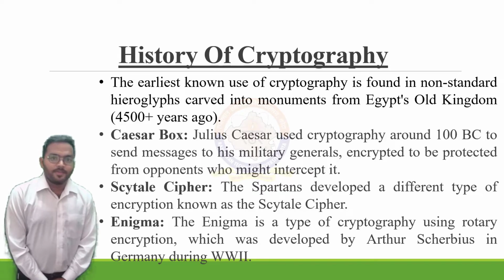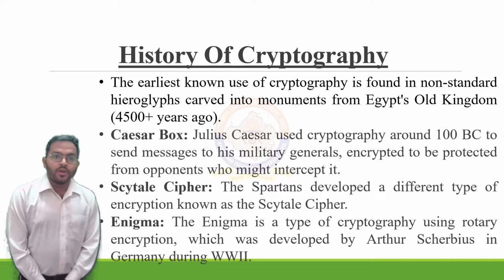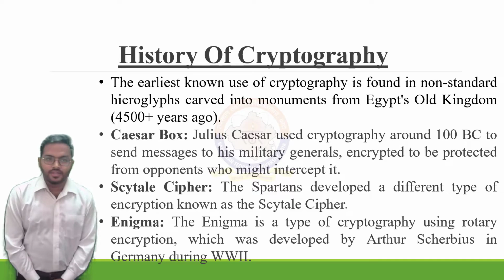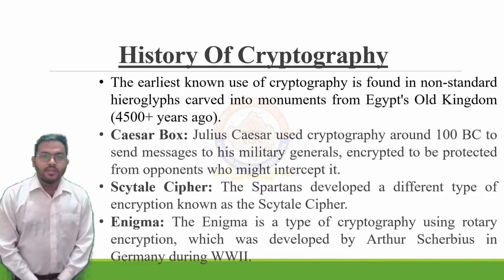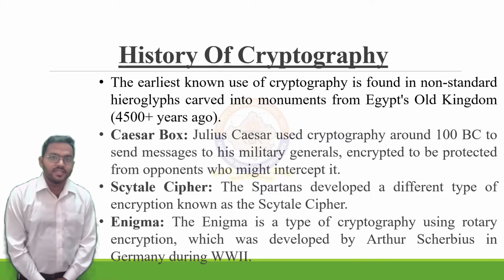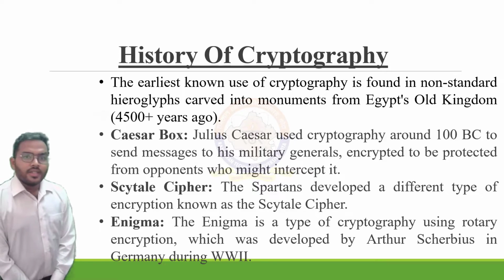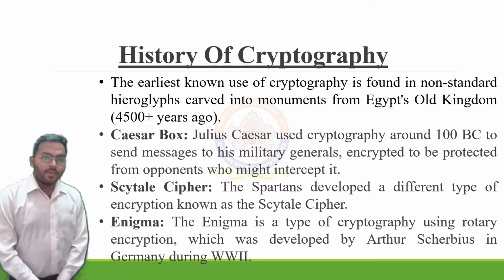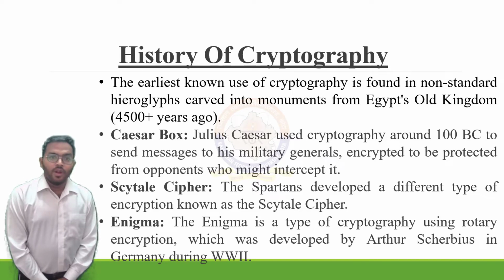The cryptography process is an ancient process. The first encrypted messages were developed in ancient Egypt as a series of disordered hieroglyphs. Hieroglyphs are a type of writing that uses symbols or pictures to stand for sounds and words. The Caesar cipher technique was developed by Julius Caesar, who used it around 100 BC to send encrypted messages to his military generals to protect them from opponents who might intercept them. The Spartans developed a different type of encryption known as the scytale cipher. The next technique, Enigma, is a type of cryptography using rotary encryption which was developed by Arthur Scherbius in Germany during World War II.